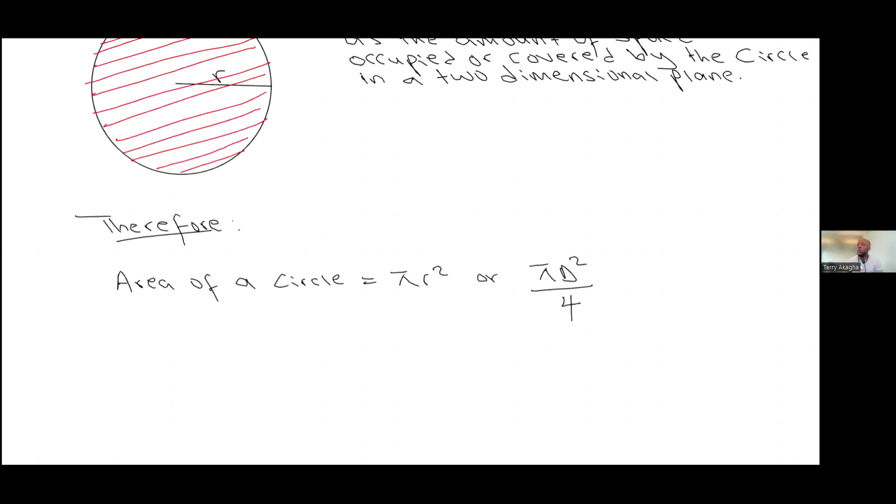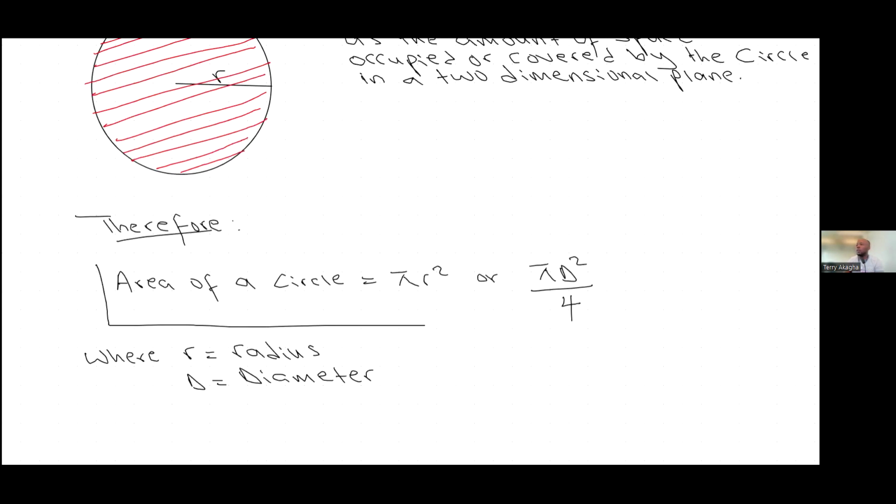So I can now put in the terms here. Where r is equal to the radius, okay? And d is equal to the diameter. I've introduced the concept of the diameter in previous videos, so it's important you go back and have a look. So that's how you find the area of a circle, all right? And that's how you do it.